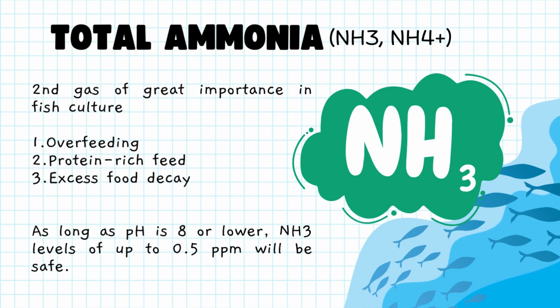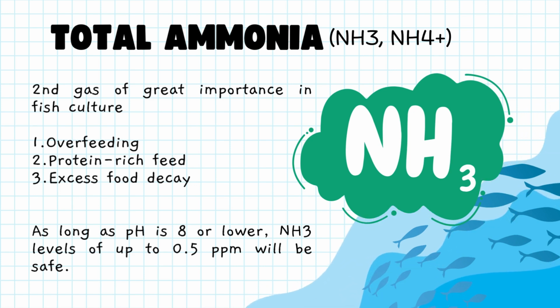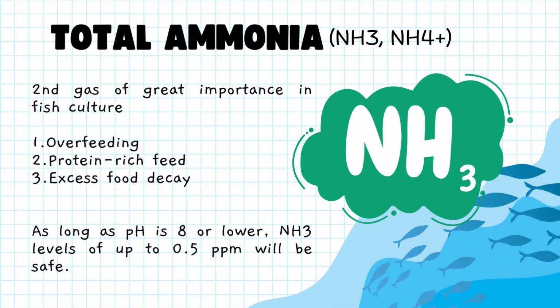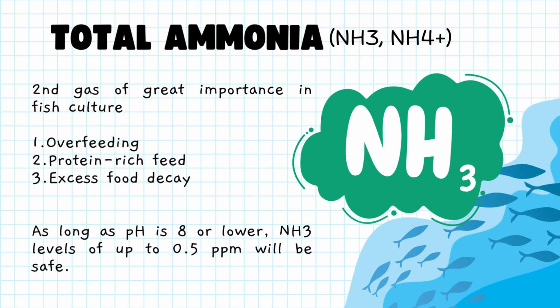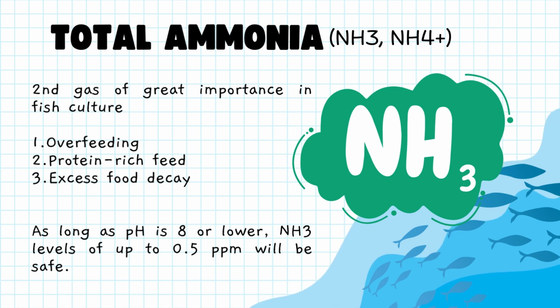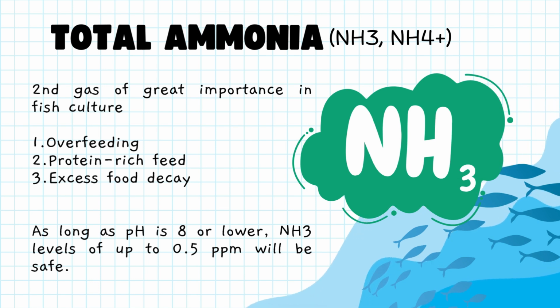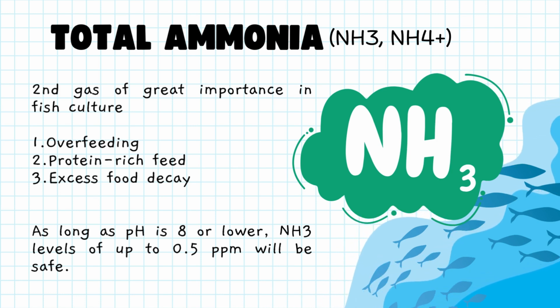An increase in ammonia level is actually caused by, first, overfeeding, second, protein-rich feed, and excess food decay. As long as the pH is 8 or lower, NH3 levels of up to 0.5 parts per million will be safe. The free ammonia, or NH3, is actually toxic and harmful to fish, while the NH4+, or the ammonium ion, is less toxic and is safe at low pH levels.